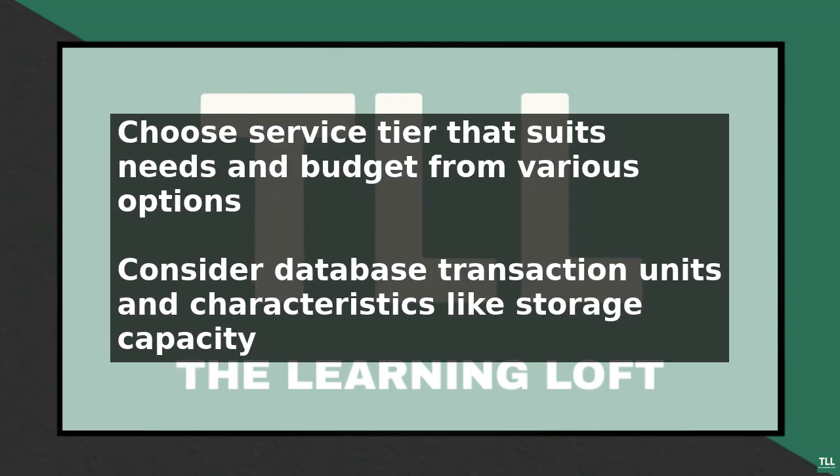On the Configure page, you can choose from various service tiers, including General Purpose, Business Critical, and Hyperscale. Each tier has different characteristics, such as storage capacity, IOPS, and memory. Choose the tier that best suits your needs and budget.